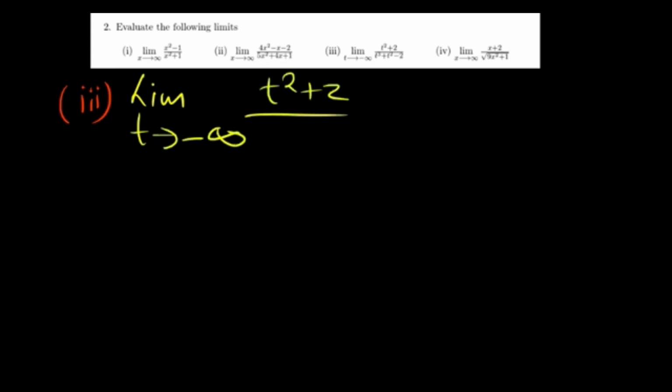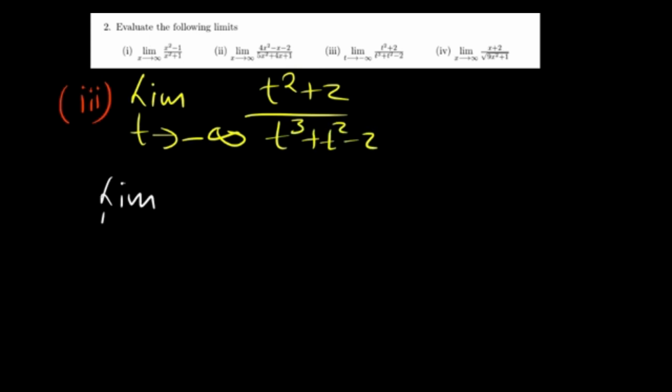So equally for the third one, you do the same. Here we have the limit as t approaches negative infinity of t squared plus 2 over t to the power 3 plus t squared minus 2. So for this one, we'll do the same.